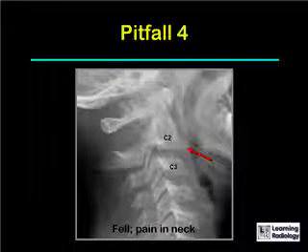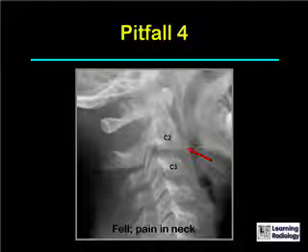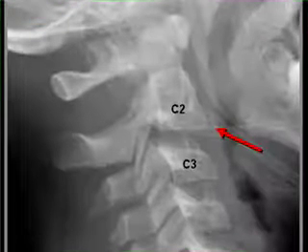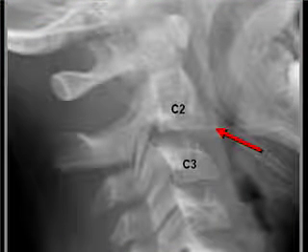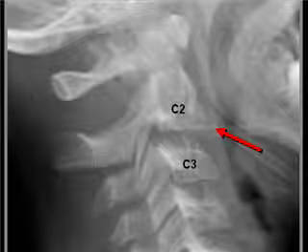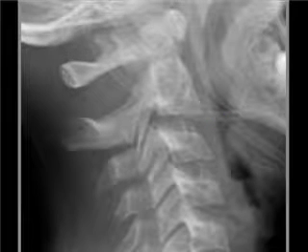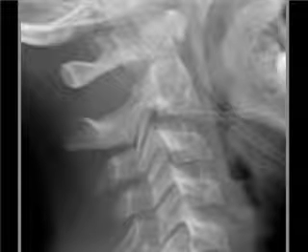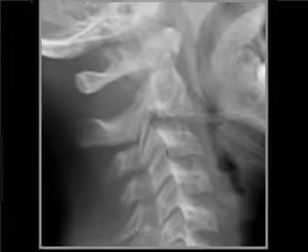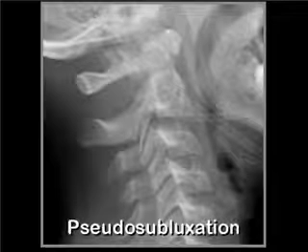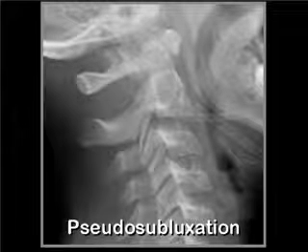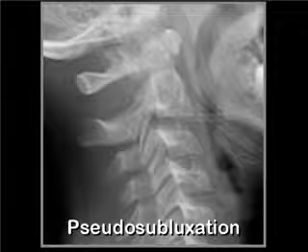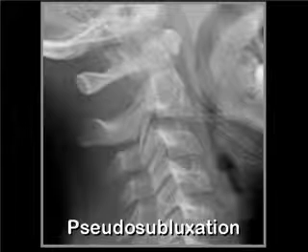Here's case 4. This is a child who fell and is complaining of pain in the neck. The observer was struck by the forward displacement of the body of C2 on the body of C3. What do you think? Well, the body of C2 actually is forward on the body of C3, but this is normal. This is called a pseudosubluxation. It is more common in children because of the laxity of their ligaments and the underdevelopment of some of their facets. And with the head flexed in a child, especially C2, may appear to be forward on C3.